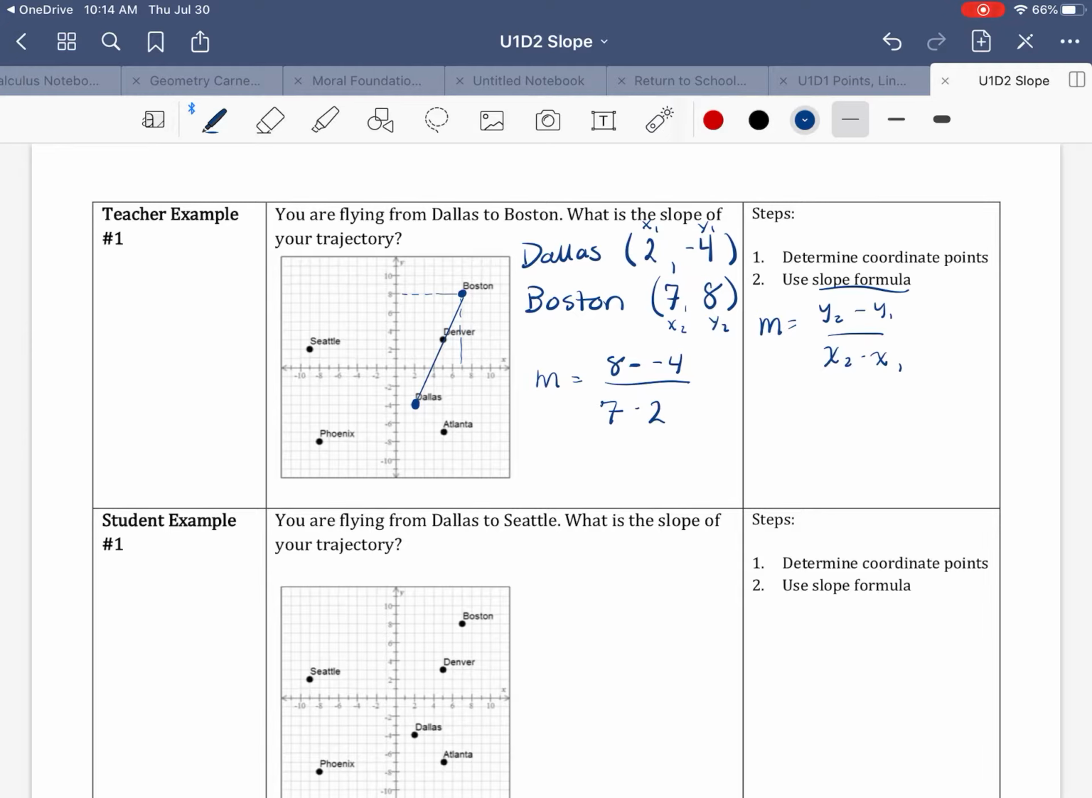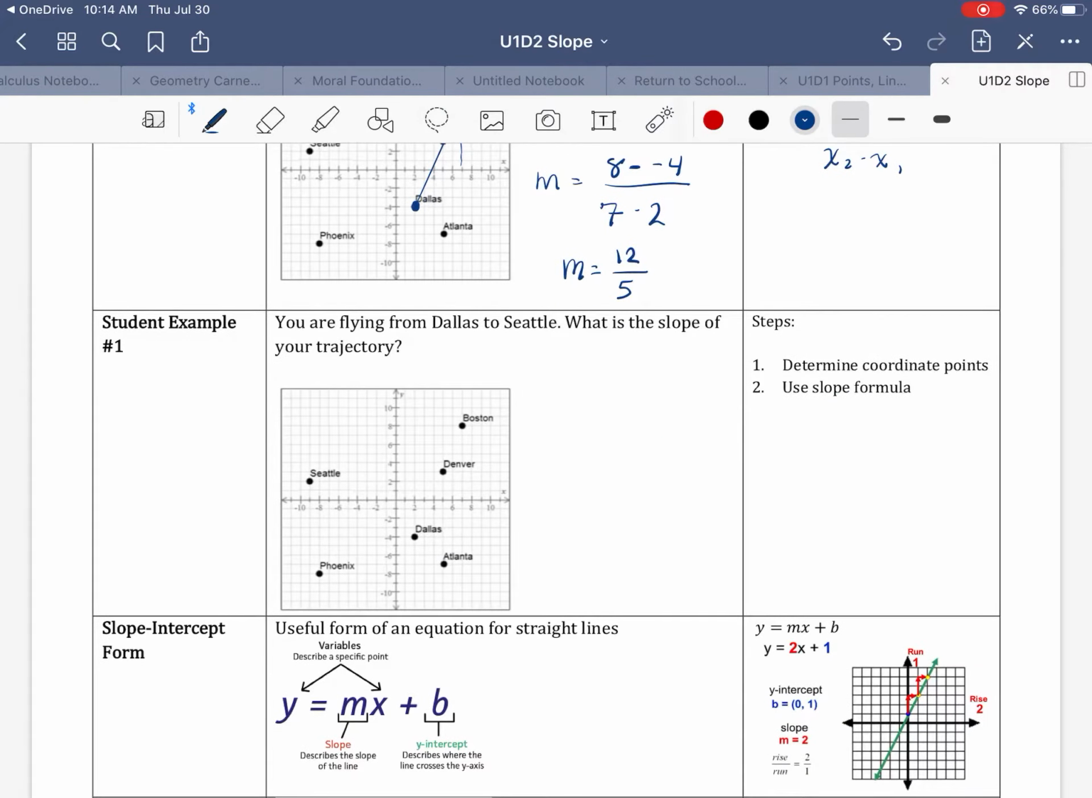And 8 minus a -4, we know is a positive 12, over 7 minus 2, which is 5. So we get a slope. The slope of our trajectory is 12 over 5. Take some time and try this student example on your own.